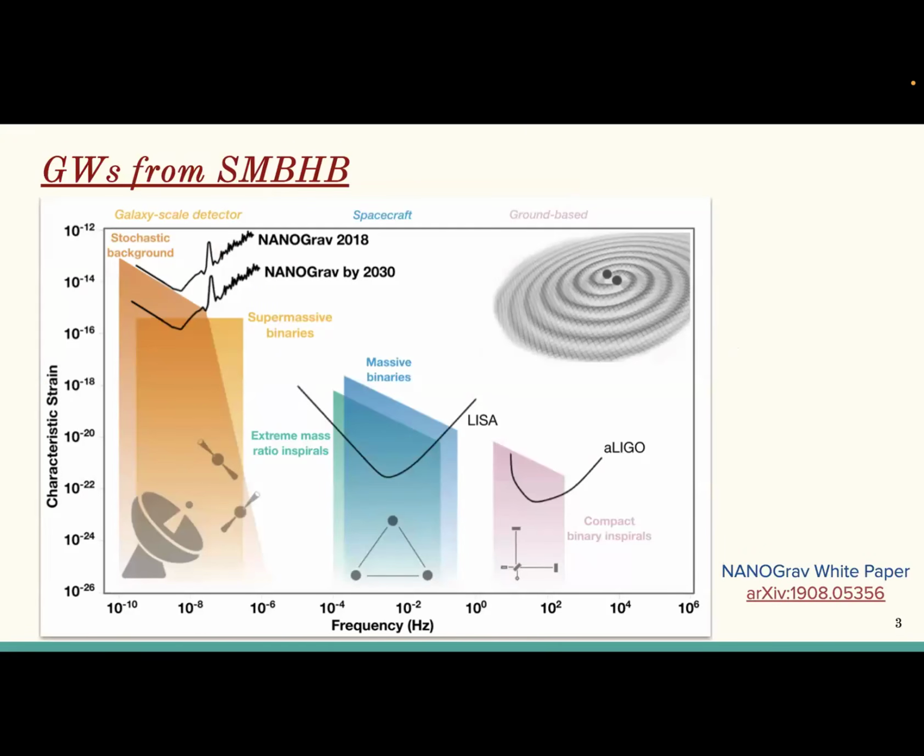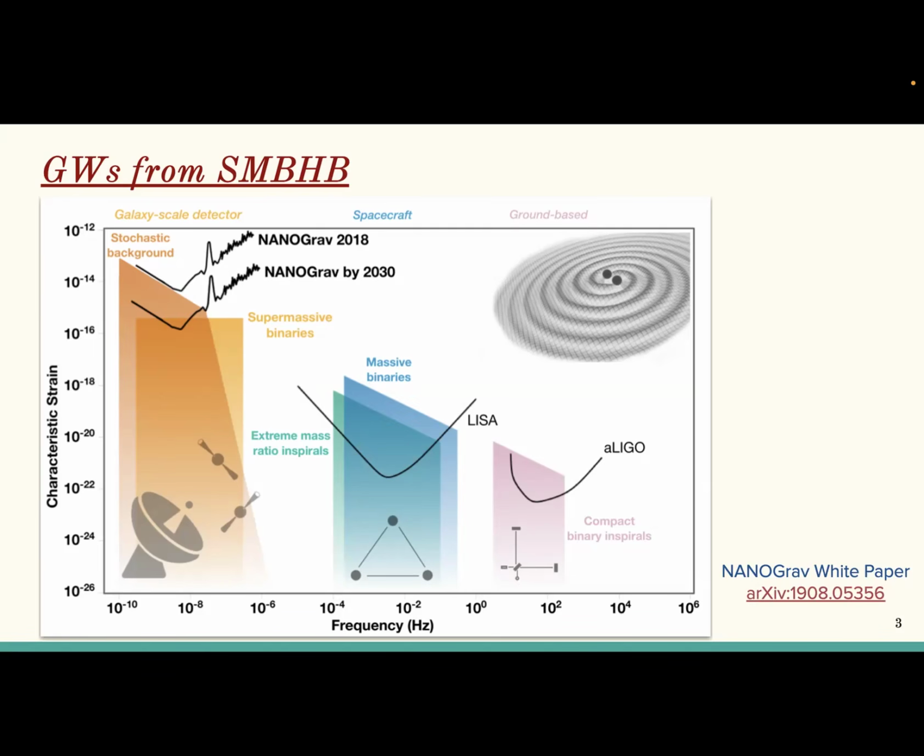And here is the whole spectrum of gravitational waves. The x-axis is the gravitational wave frequency, and the y-axis is the gravitational wave amplitude. As you can see, different gravitational wave experiments are sensitive to different frequencies. For example, LIGO is sensitive to tens of hertz to 1000 hertz. The future LISA will be sensitive to millihertz gravitational waves, and pulsar timing array experiments such as NANOGrav are sensitive to low frequency nanohertz gravitational waves.